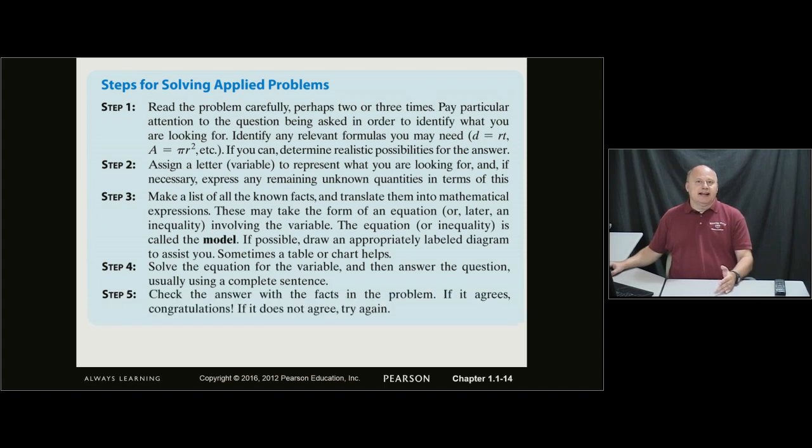Step 5, check the answer with the facts in the problem. If it agrees, congratulations. If it does not, you got to try it again. And usually go, well, if I have to try again, what do I start with? You usually start with your equation in step 3. It's probably wrong. So your equation was not represented correctly that you did. And that's where 9 times out of 10 the problem lies.